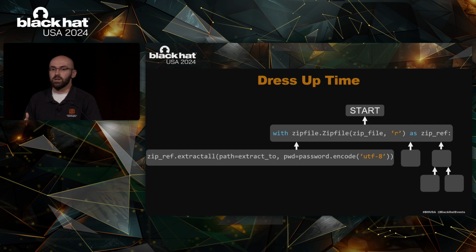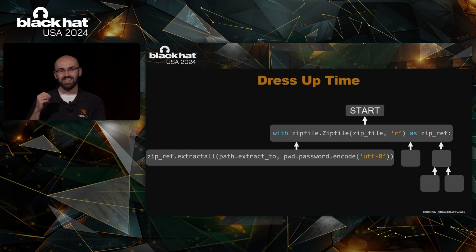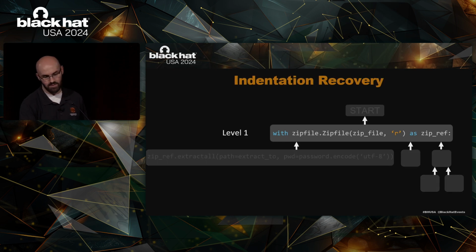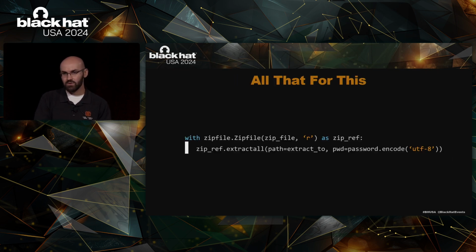The important thing to note here is that when nothing crazy is going on, the indentation level of the source code is pretty tightly coupled with the depth in the control dependence graph. So we can see at level 1, we have the with header, and at level 2, we have the with body. Reconstructing that control flow, and we get that one indentation level. So all that for this. It's helpful, and it gets us to where we're going.